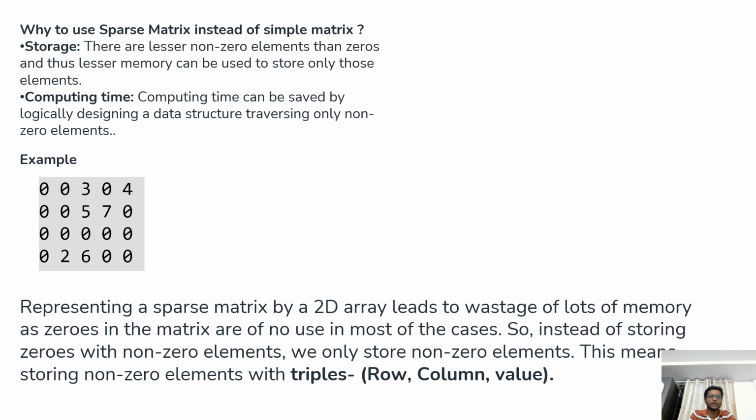00000. Representing a sparse matrix by a 2D array leads to the wastage of a lot of memory, as zeros in the matrix are of no use in most of the cases. So instead of storing zeros with the non-zero elements, we can only store non-zero elements. This means storing non-zero elements with the triples, that is rows, columns, values.